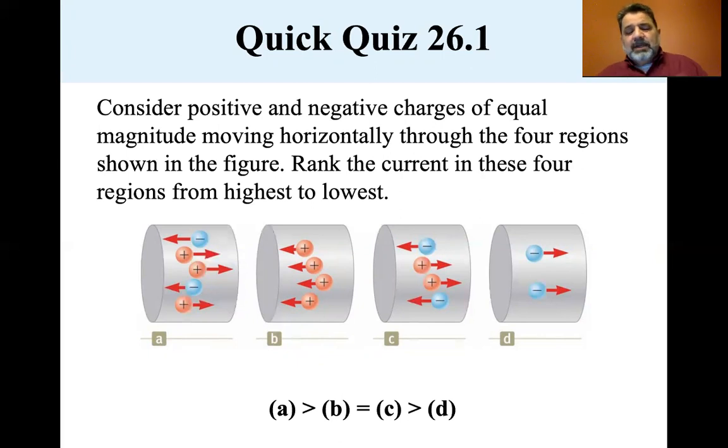Now, they didn't ask you about direction. They just asked you to rank the current from highest to lowest. So it's 5, 4, 4, 2.